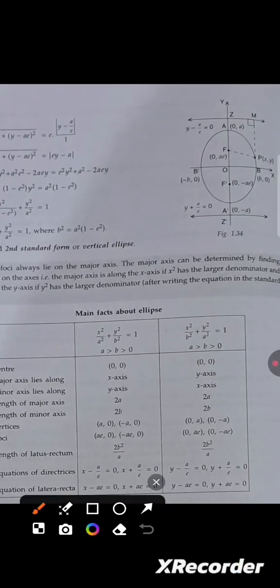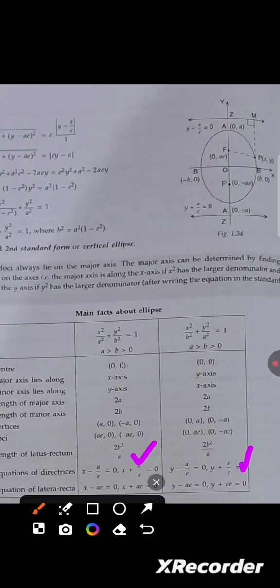Next part is the length of the latus rectum, which is the same, 2b squared by a, and the equation of directrices: here it was x is equal to plus minus a by e, and here it will be y is equal to plus minus a by e. That's the basic difference.